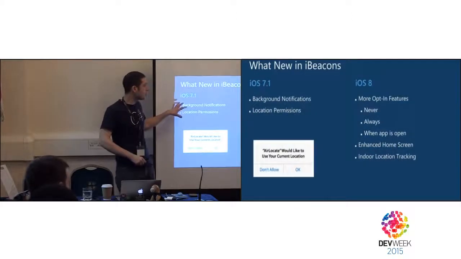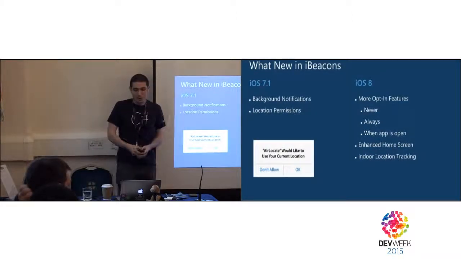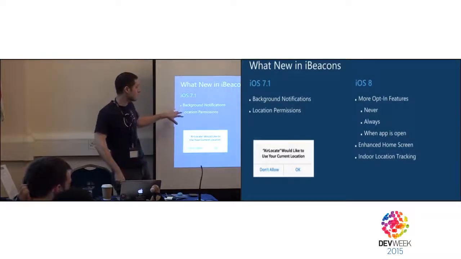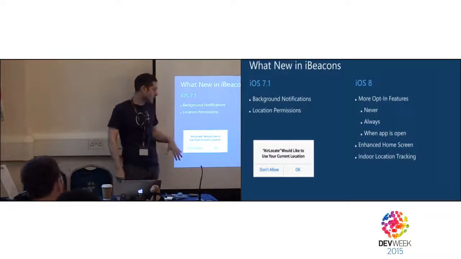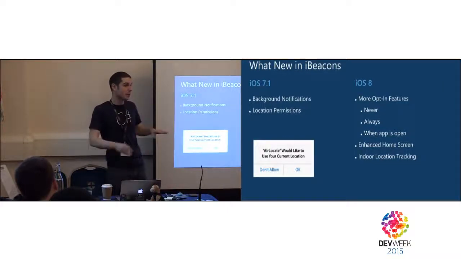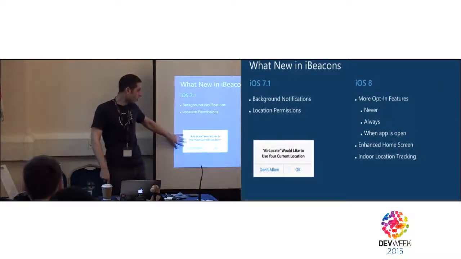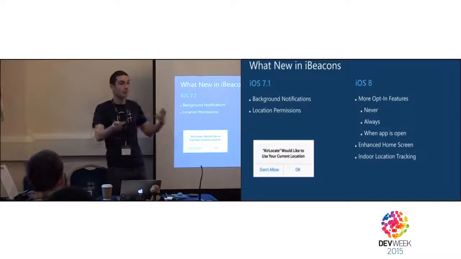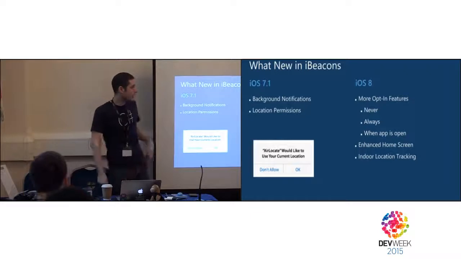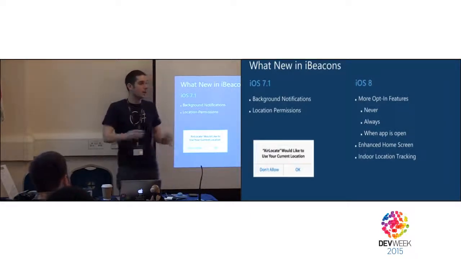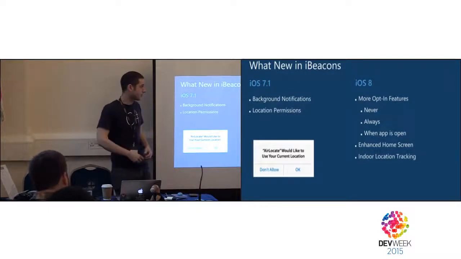So some things that are new, I guess iOS 7.1 isn't that new per se, but of interest here in 7.0 they didn't add background notifications or location permissions. In 7.0 it was just built in, it just worked. In iOS 7.1 it would automatically prompt up the permission for you. So as developers we didn't have to worry about it. In iOS 8 though, it was all this opt-in feature that we're talking about. So they can opt into the location awareness or out of it.